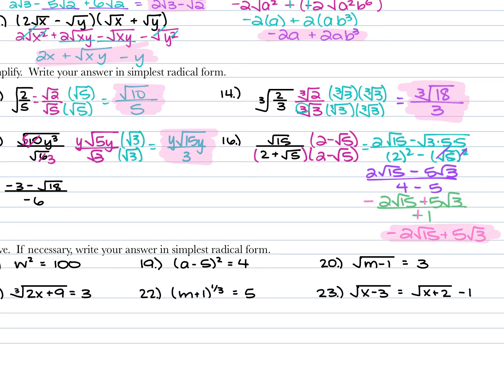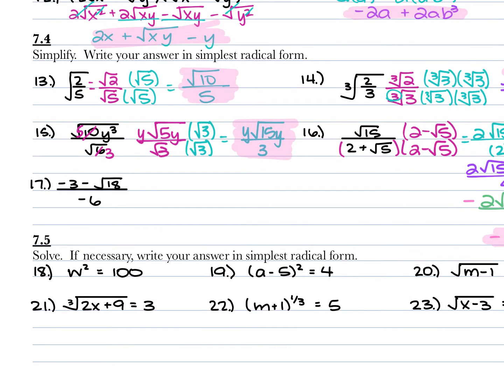For 17, you have negative 3 minus the square root of 18 all over negative 6. The first thing I would do is simplify that negative on that 6 by changing the sign on every term. So then you're working with 3 plus the square root of 18 over positive 6. From here, we're going to simplify the square root of 18. 18 is 3 times 6. 6 is 3 times 2. So that 3 comes out. You're working with 3 plus 3 square root 2 all over 6.